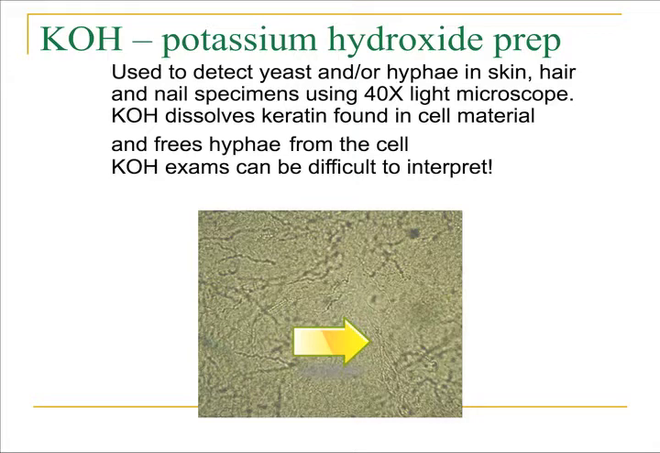In the KOH prep, how you do it is you put some KOH on a microscope slide, and then you put in your hair, skin, or nails, and they dissolve in the KOH. And then you put on a cover slip and push down, let it sit maybe for 10 or 15 minutes so the material can dissolve. And then you look at a 48x light microscope and try to observe for the presence of yeast and hyphae.